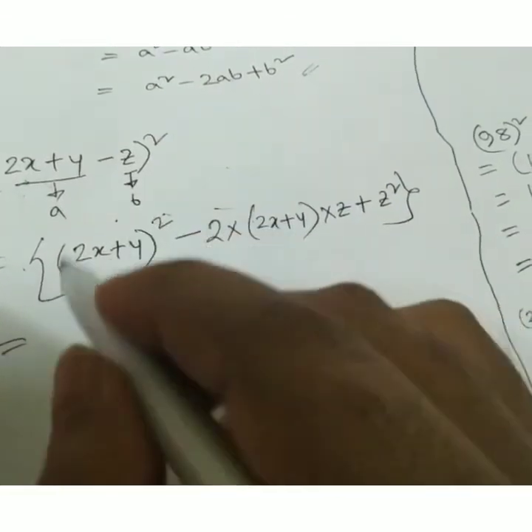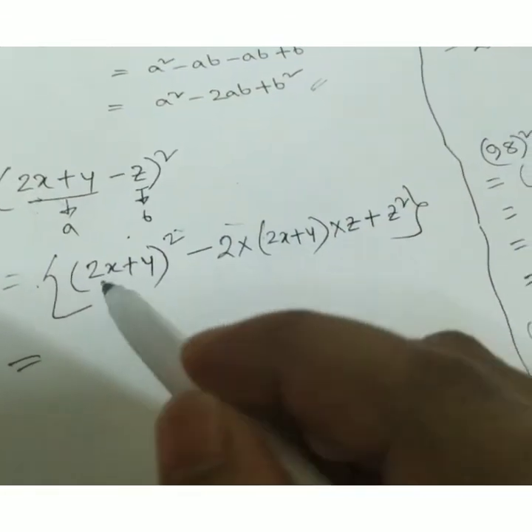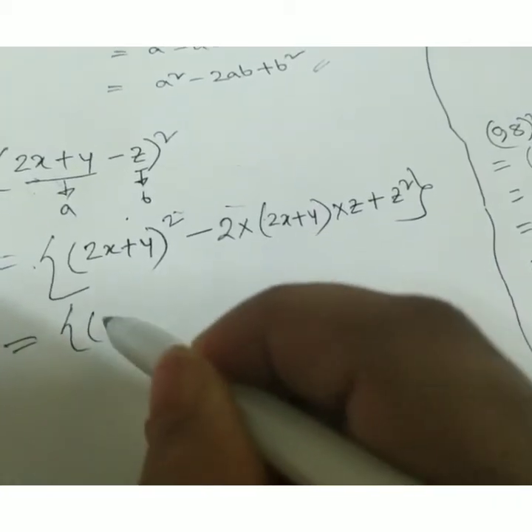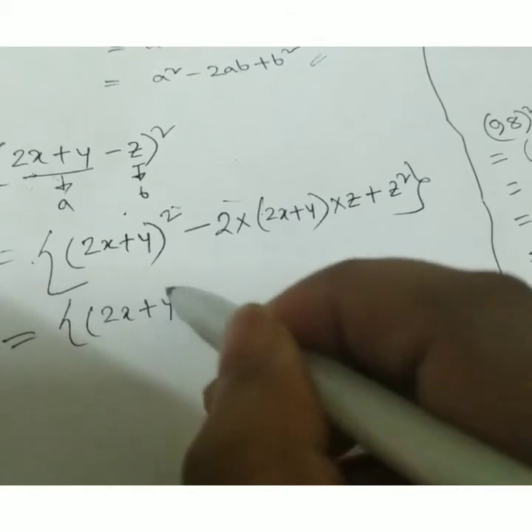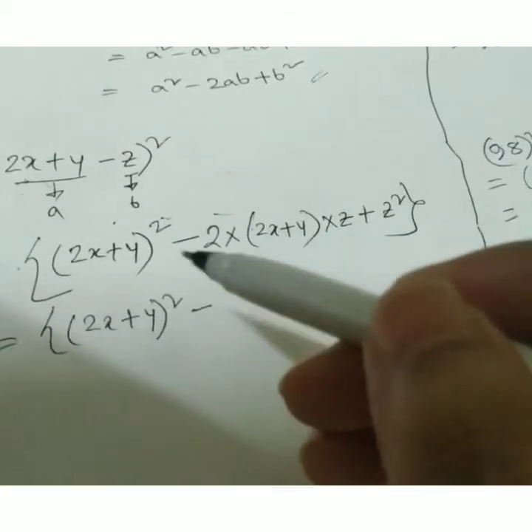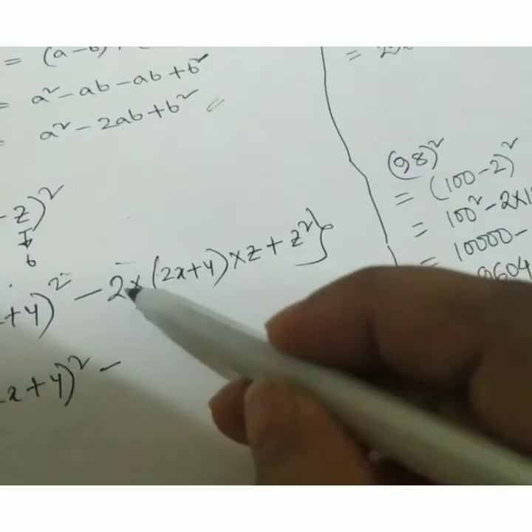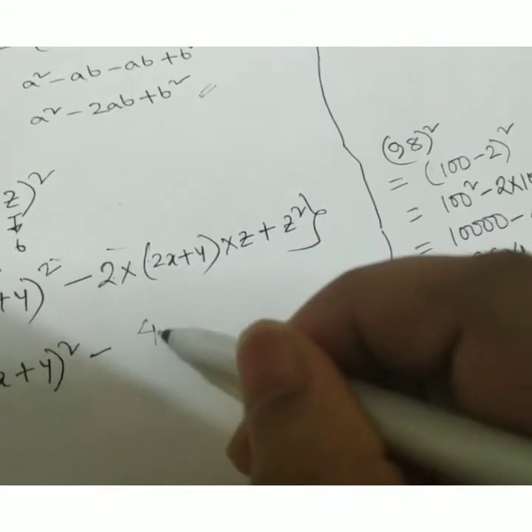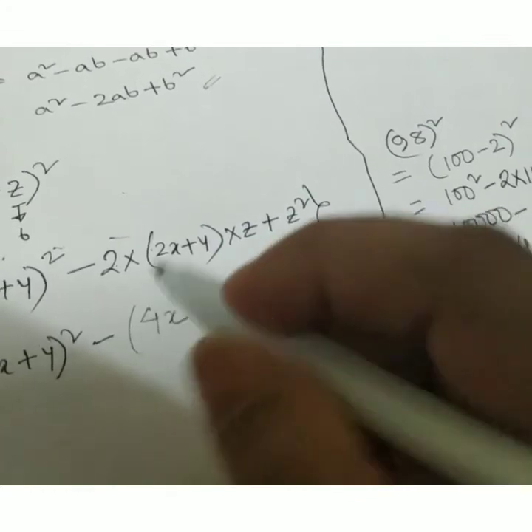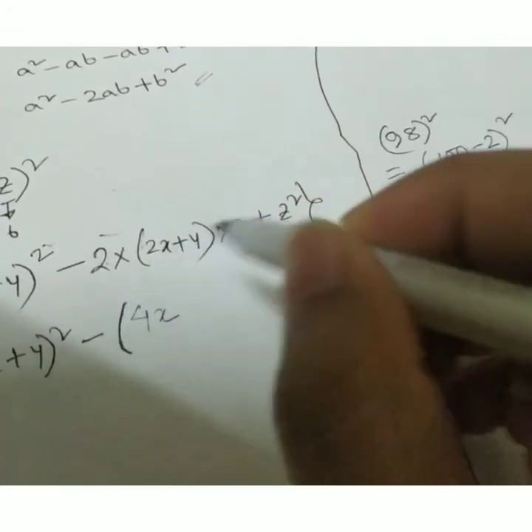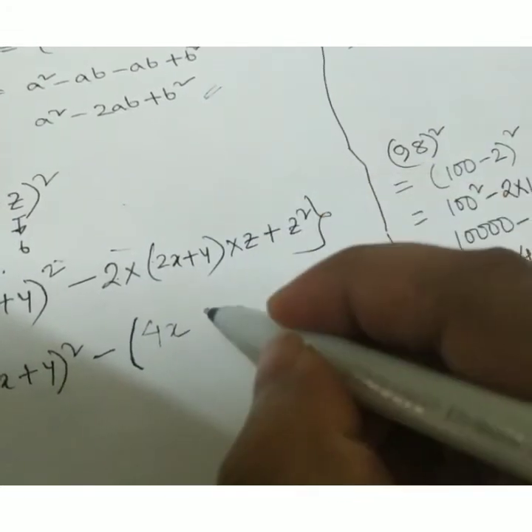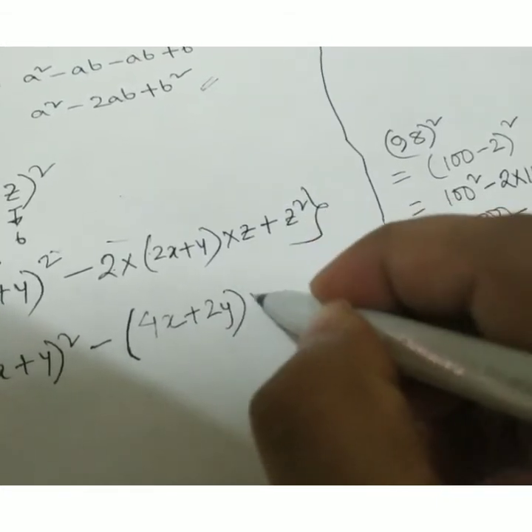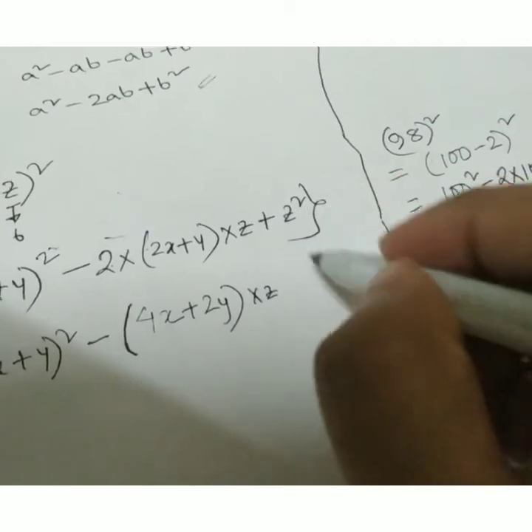If we break this up, let us keep it as it is. So bracket (2x plus y) whole square minus, now 2 gets multiplied with both of these, so 2 into 2x is 4x, then 2 into y is 2y, so plus 2y, and into z we keep it as it is, plus z square.